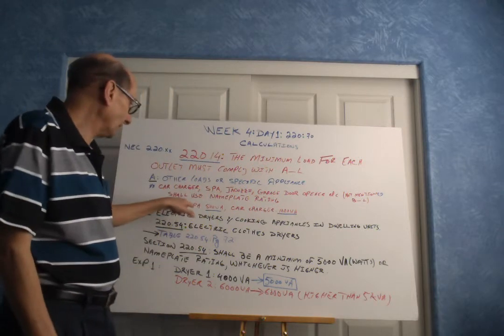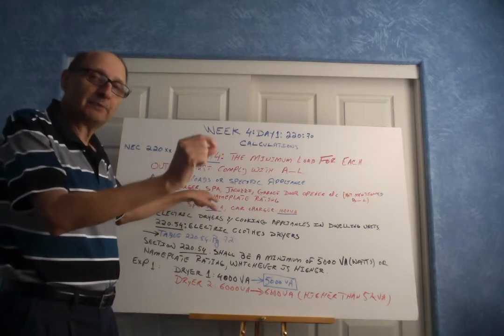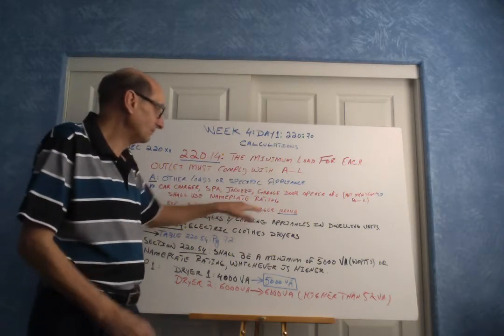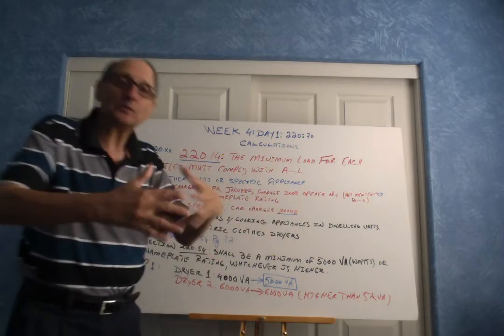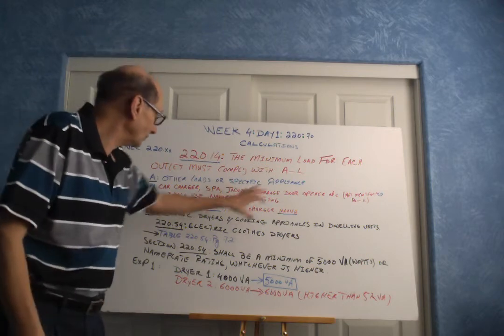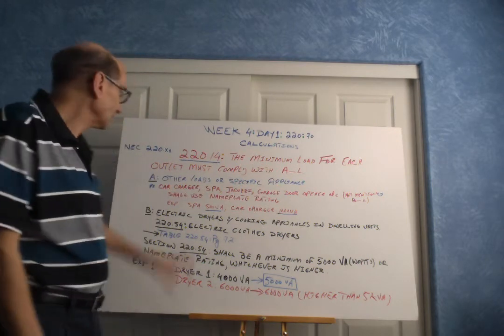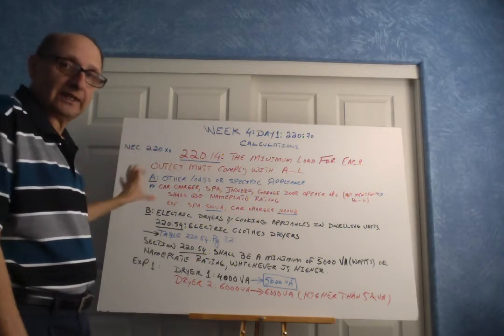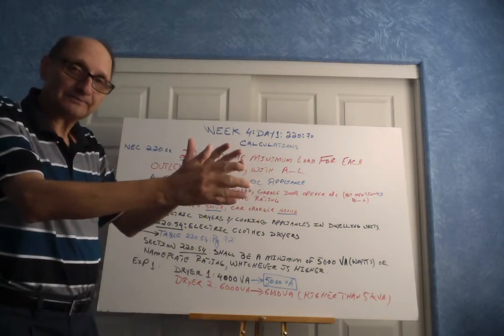So spa, 500 volt amps, and remember volt amp is the same as watts. Car charger, 1000 volt amps or watts. This is what they want us to use. They want us to use these nameplate values. So this is going to be listed in section 220.14(A). These are other appliances.